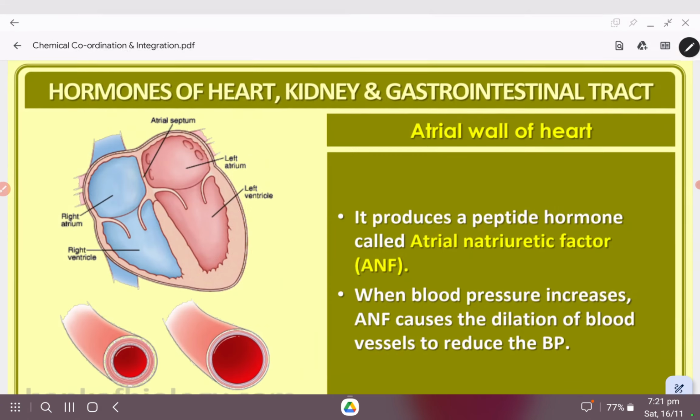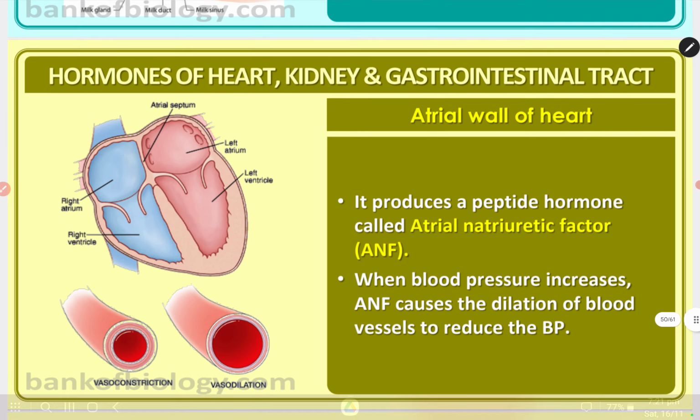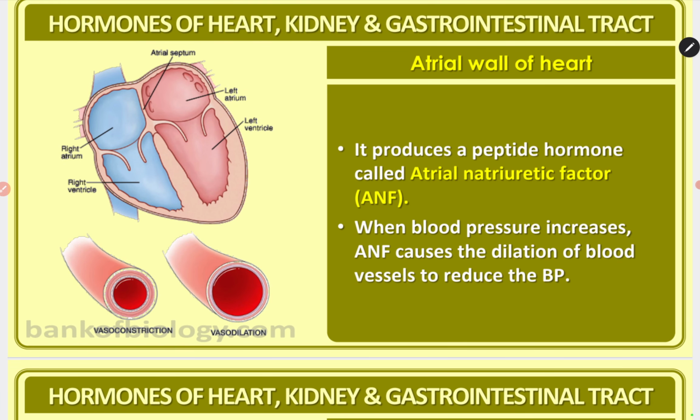Let's see the PDF. Hormones of heart, kidney and gastrointestinal tract. First of all, arterial wall of the heart. It produces a peptide hormone called atrial natriuretic factor, ANF. When blood pressure increases, the atrial natriuretic factor causes the dilation of the blood vessel to reduce the blood pressure. Here you can see, it is also called vasodilation. Means the artery becomes wide like this, and the blood pressure, which was high, is reduced.